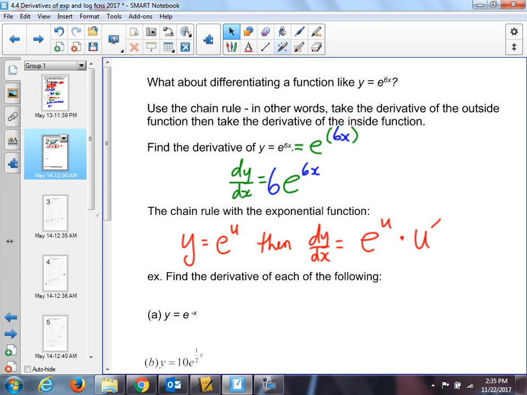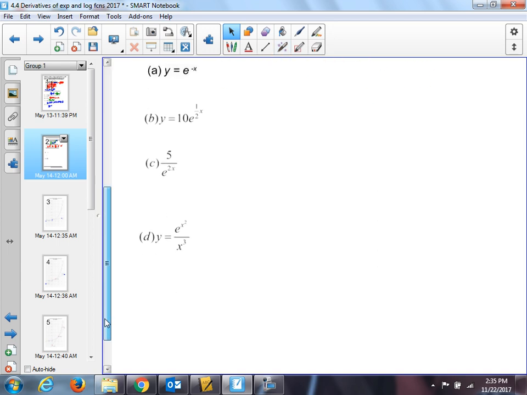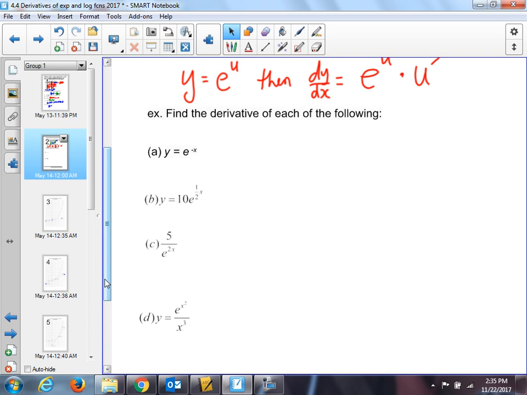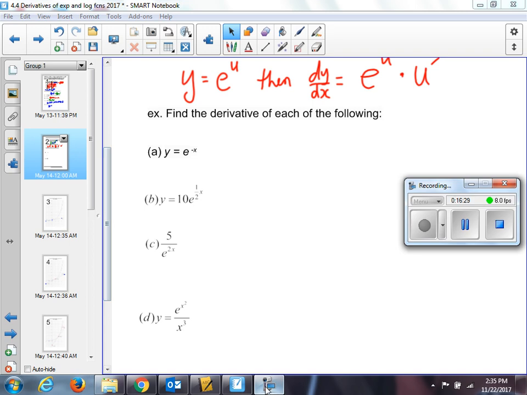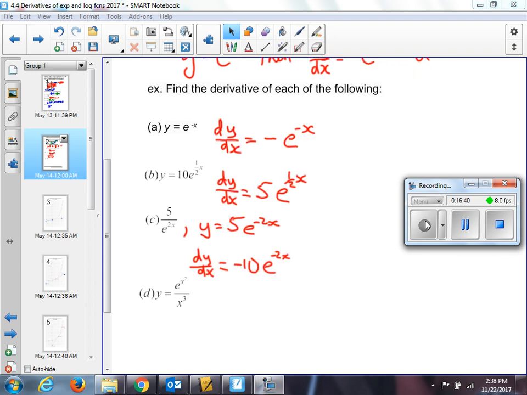Now, can I get you guys to try these ones here? They get progressively a little more complicated. Some involve the quotient rule by the very end. And we'll take these up in a flash. The first 3 you should be able to just do relatively quickly. You're learning something new, so it won't be super quick.